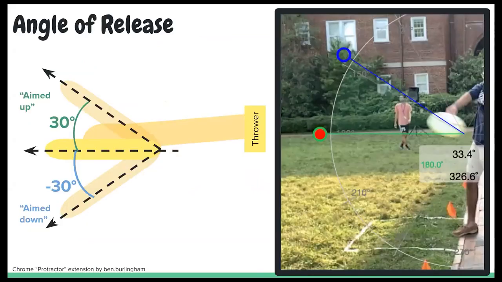So obviously we need to define what angle of release is in the first place. And that is when the front of the Frisbee is tilted upwards, that's a positive angle of release. And when it's tilted downwards, that's a negative angle of release. Of course, how do we measure that?